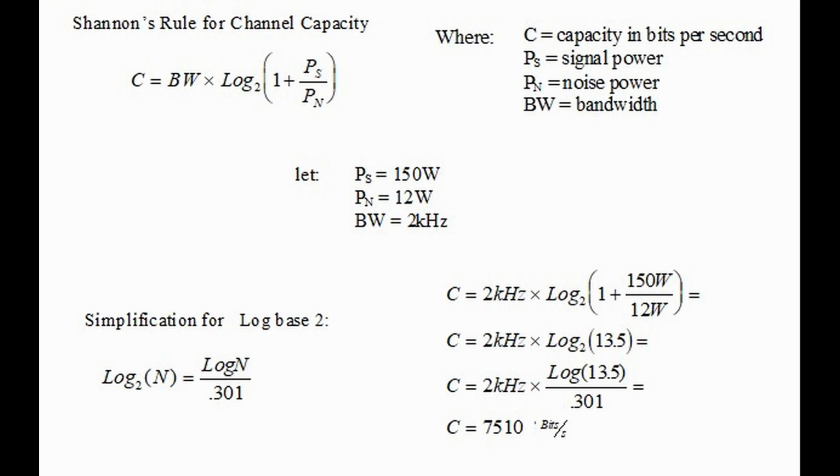What we can learn from this example is if we're going to improve the capacity of our channel, we need to increase the power, lower the noise, but more importantly, to increase the bandwidth. And this will give us more transmission of bits per second.